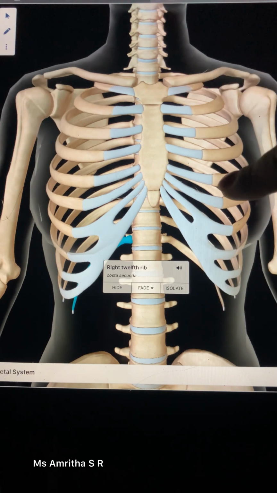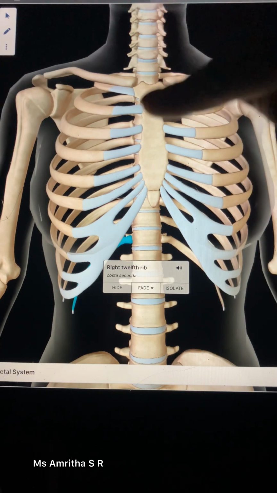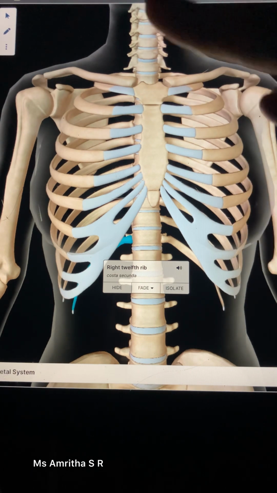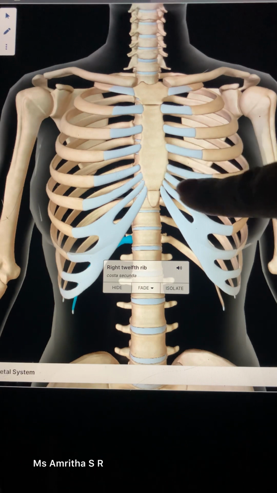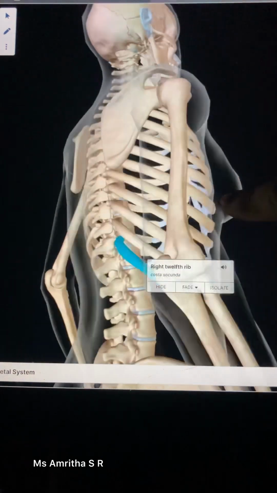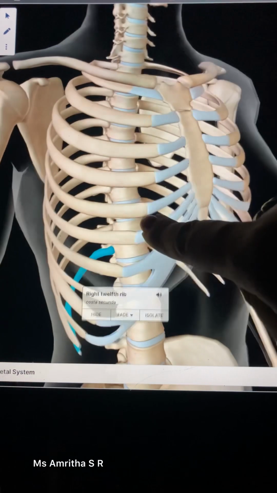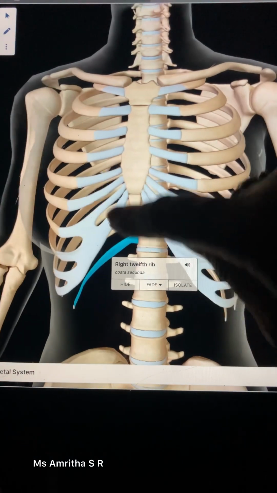So the first 1 to 7 are vertebrosternal or true ribs. 8th, 9th and 10th are false ribs or vertebrochondral ribs, and the last 11th and 12th are called as the vertebral ribs or the free floating ribs.